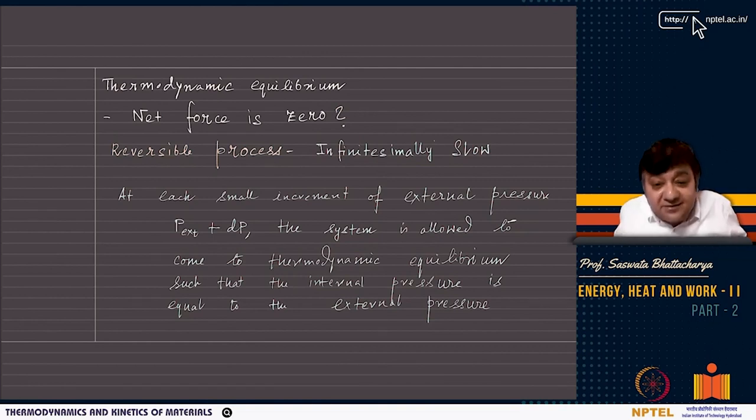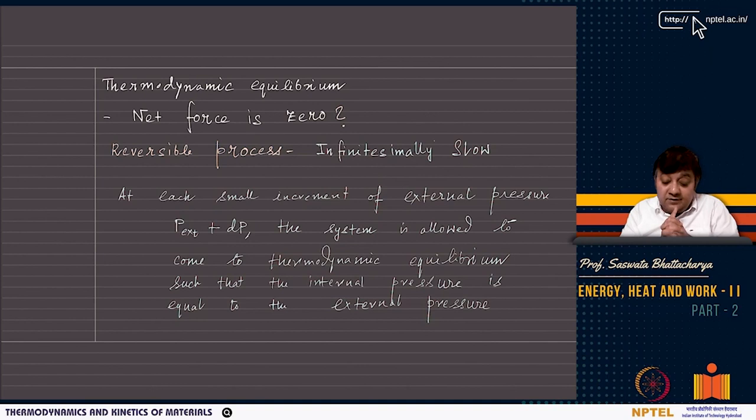So what does thermodynamic equilibrium mean? Very simply, I can take the example of mechanical equilibrium. If a body is in mechanical equilibrium with the surroundings, that means the sum of forces on that particular body is zero, so there will be no net force on the body, right?